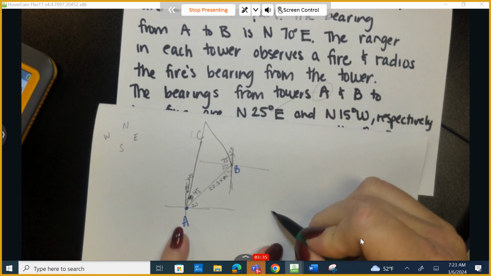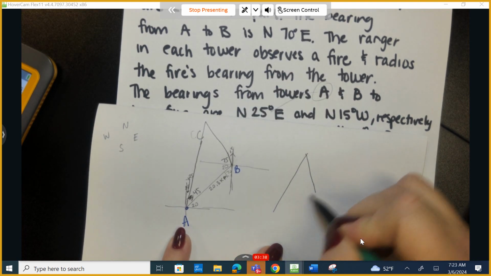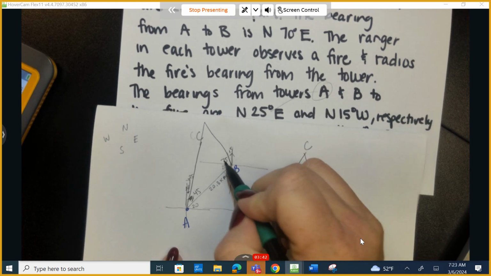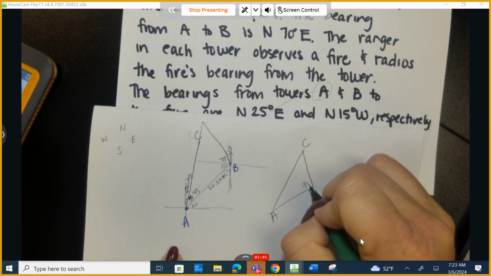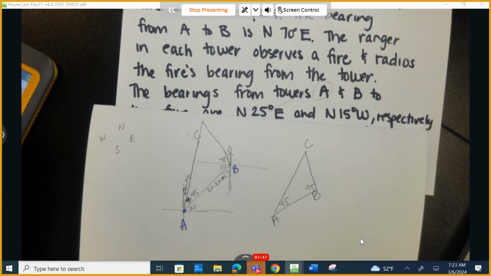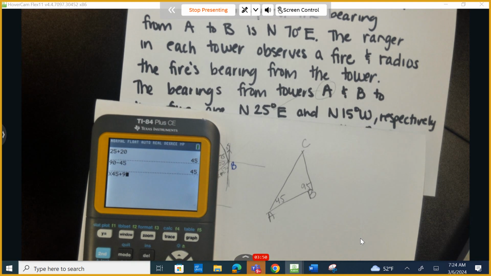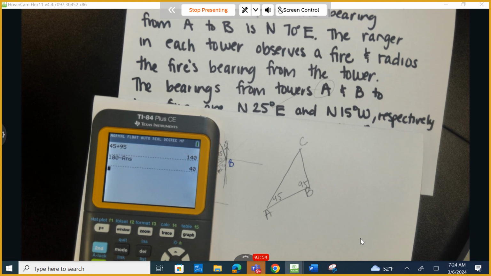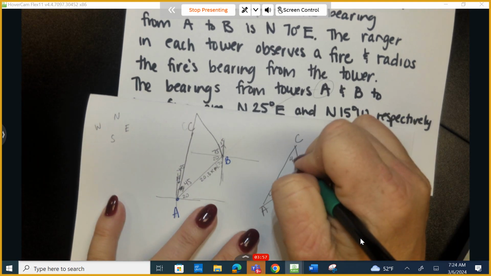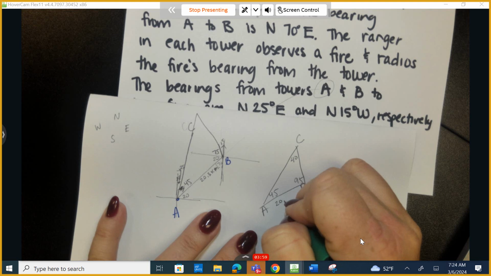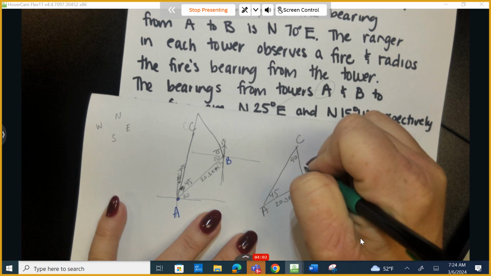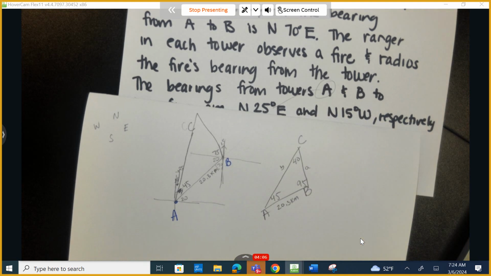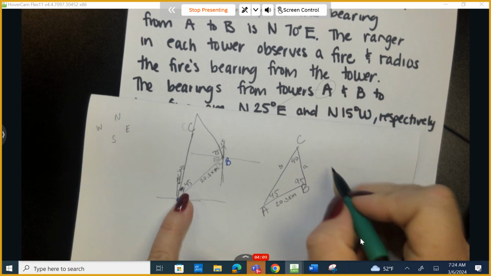So if I redraw this, I have A, B, and C. 75 and 20 gives me 95. This measurement is 45. And now I'm going to take 45 plus 95, and 180 subtract that amount, gives me 40. I also know that this is 20.3 kilometers, and I want to figure out these two measurements. I'm going to call this little a, and I'm going to call this little b because it's across from those particular angles. How would I set this up?